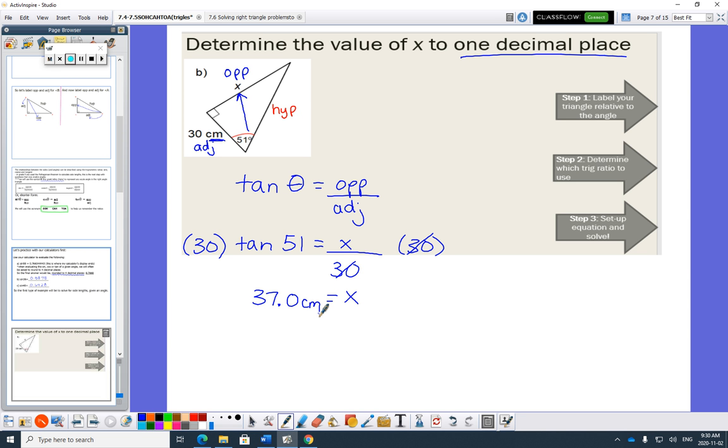Okay, so let's see. Did we label? Yes. Did we determine which trig ratio to use? Yes. Did we solve the equation? Yes.